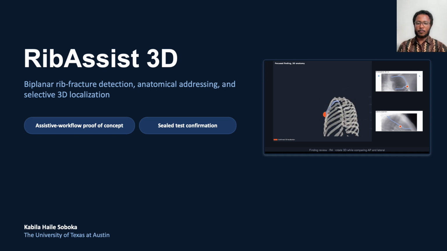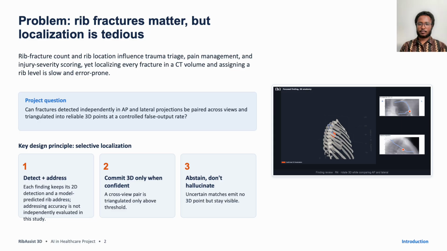This is a proof of concept research. It's not a medical device or a diagnostic product at this stage. Rib fractures are important because both the number of fractures and their locations can affect trauma care, pain management, and injury severity assessment. However, finding every fracture in a CT scan and assigning the correct number can be slow and difficult for clinicians. My project follows three main principles.